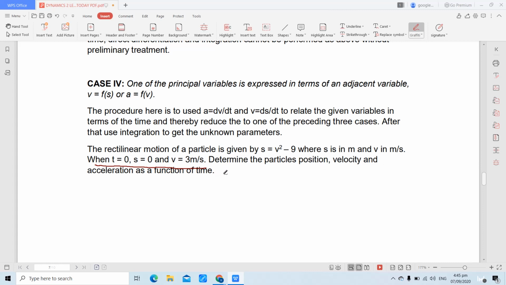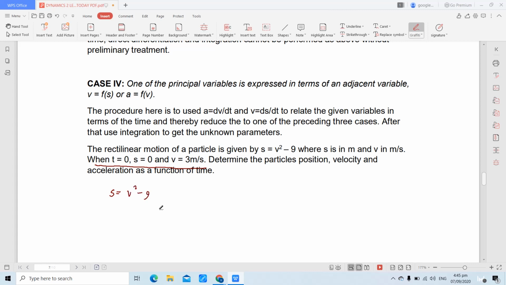No, walang binigay na value ng time. Ibig sabihin, yung ating magiging sagot dito ay equations. No. The position, velocity, and acceleration is expressed in terms of time. Okay, sulat natin muna yung binigay na equation s equivalent to v squared minus 9.